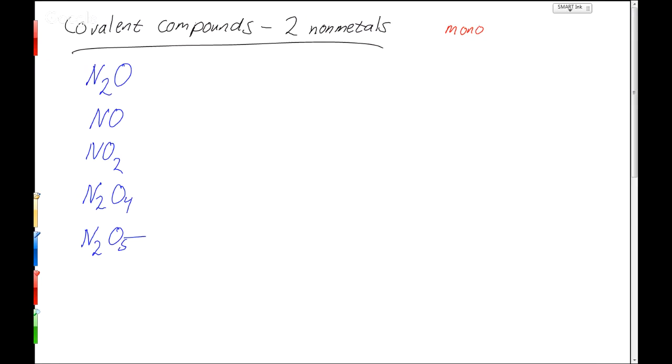Mono is 1. Di is 2. Tri is 3. Tetra is 4. Penta is 5. And hexa is 6. We're not going to go higher than 6.